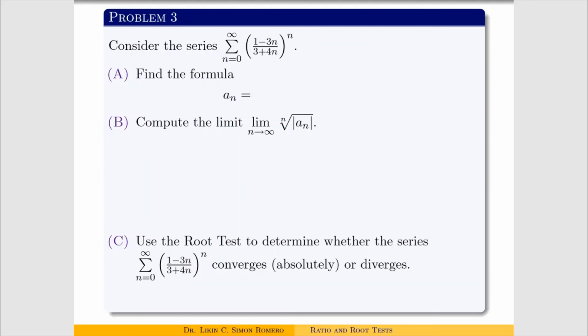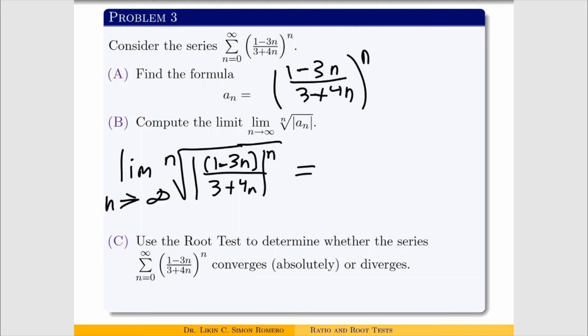For problem 3, we have the series from n equals 0 to infinity of 1 minus 3n over 3 plus 4n, all of this to the nth power. For this problem, we will use the root test. Thus, we only need to find a formula for a of n. The formula for a of n should be straightforward enough. This is 1 minus 3n over 3 plus 4n, all of this to the nth power.